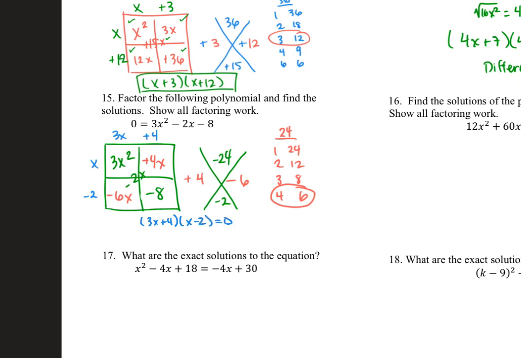Now to solve, we're just going to set each factor equal to 0. So 3x plus 4 equals 0, and x minus 2 equals 0. So now we're going to solve. Subtracting 4, and then divide by 3. So x is negative 4/3. There's one solution. This one we just need to add 2. So x equals positive 2.